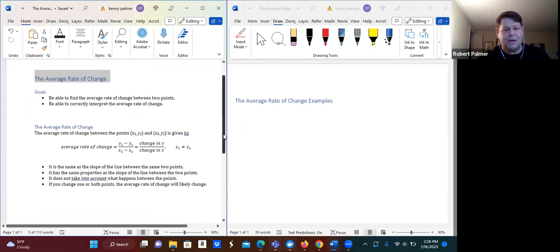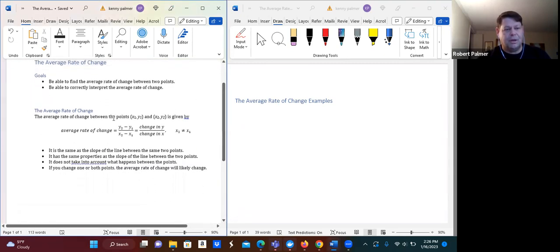So, the average rate of change between 2 points, just like x1, y1, and x2, y2, is given by this. If this looks familiar, it should. If you saw my video on the slope of a line, this is exactly the same formula. It's the change in y over the change in x. And once again, of course, x2 can't be the same as x1, or else it'd be undefined. It's exactly the same as the slope formula.